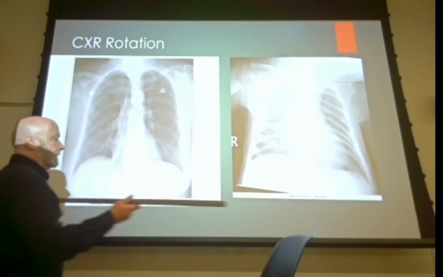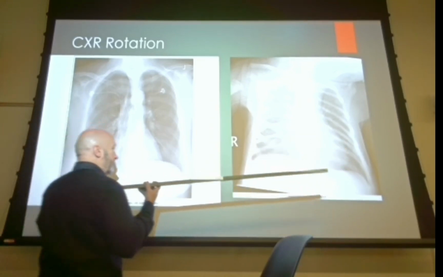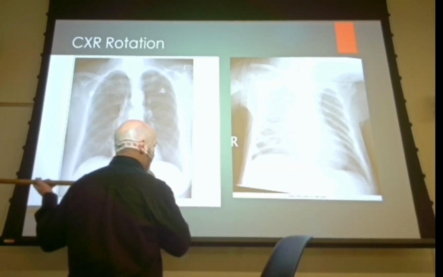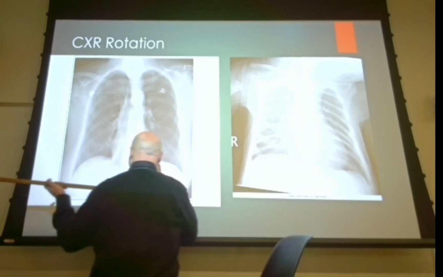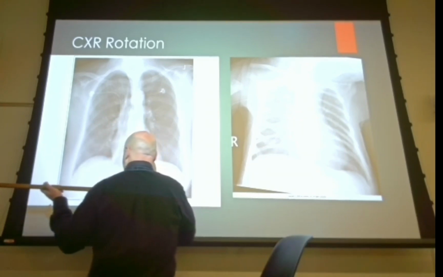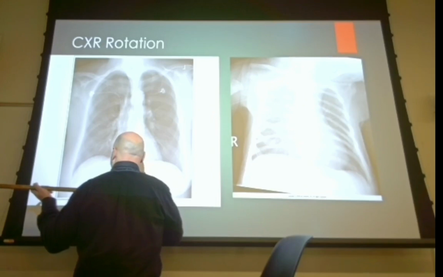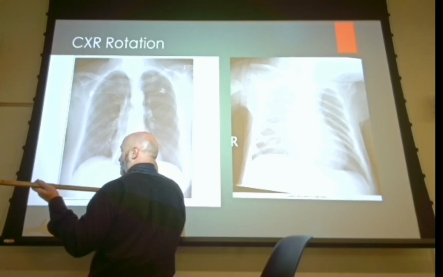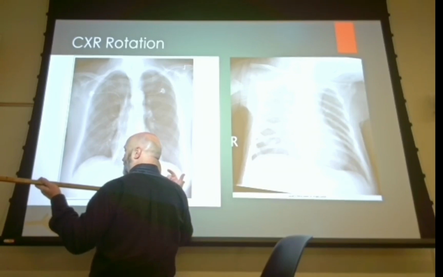But what if our patient is PA? So let's go with the same thing. This was left clavicle before. If we go with PA and I'm rotated into an RAO, which way does my spine go? To the right. To the right. Which way does my clavicle go?